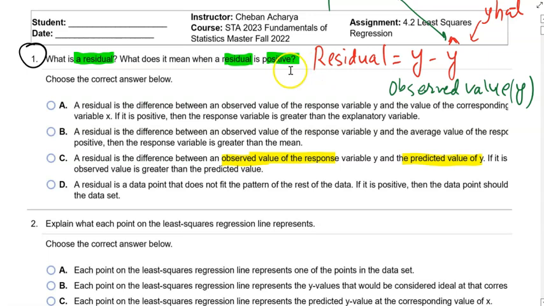Okay. Now, what do you mean if it is positive? If it is positive, that means the observed value is greater than the predicted value. If y is greater than y hat, residual is positive. That's what it means. If the other way happens, residual is going to be negative.